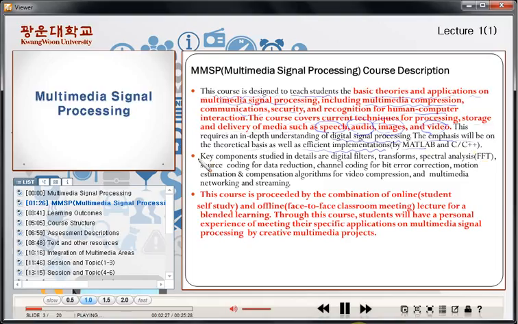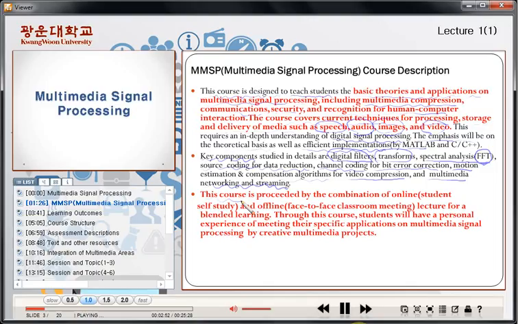The key components studied in detail are digital filters, transforms, spectral analysis, FFT, source coding for data reduction, channel coding for bit error correction, motion detection and compensation algorithms for video compression, and multimedia networking and streaming.